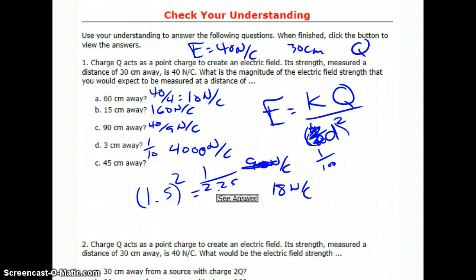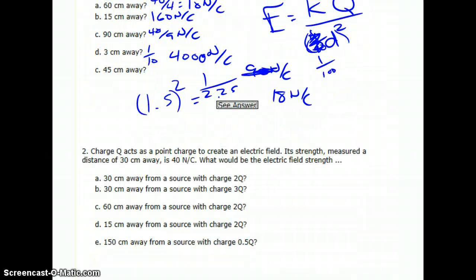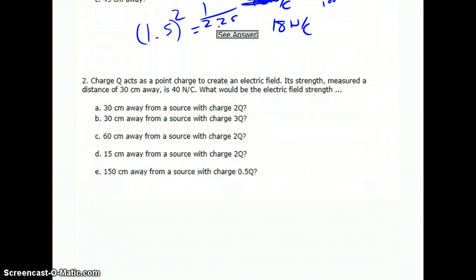Okay, so again, it's inverse square. That's the same as gravity was. It's the same as little g is. It's the same as the concept of Coulomb's law. It's a tougher one, but an important one.